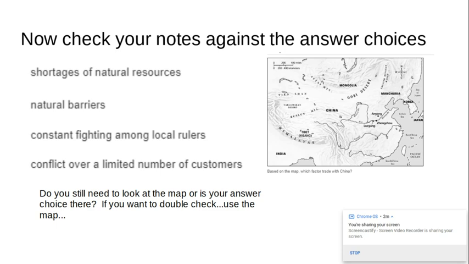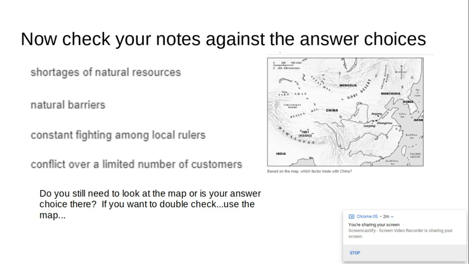I wrote down that China is geographically isolated because of geographic barriers, because of the mountains and the deserts. So shortage of natural resources could be a correct answer choice, but I don't think it's the best choice. Natural barriers. What is a mountain and a desert? A natural barrier. Ding, ding, ding, ding. We have a winner.